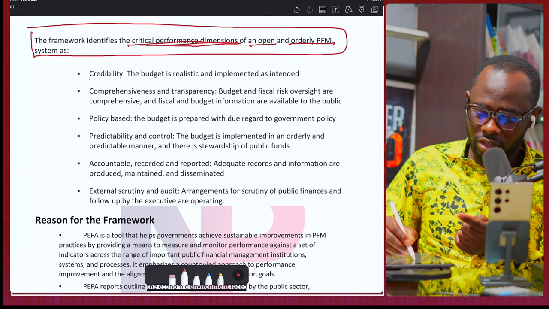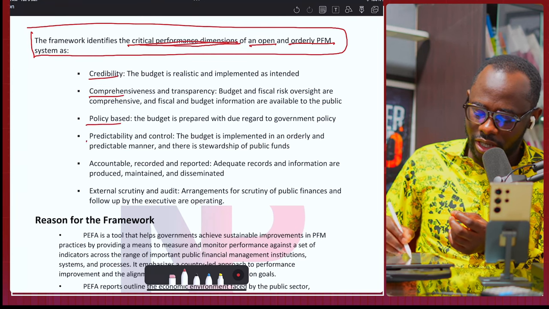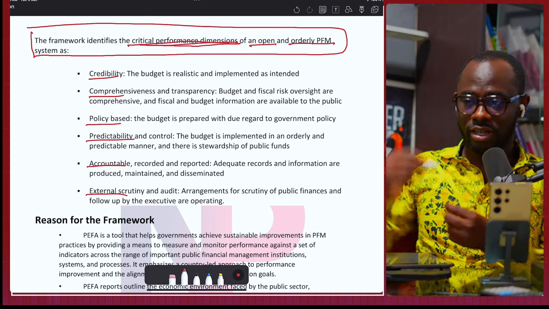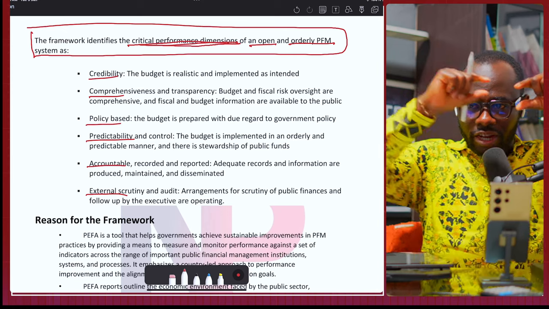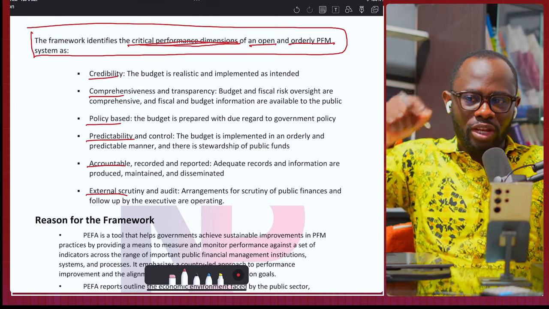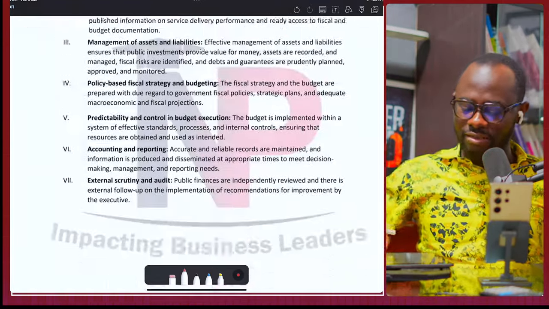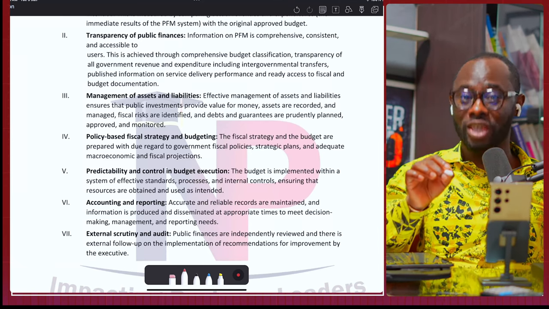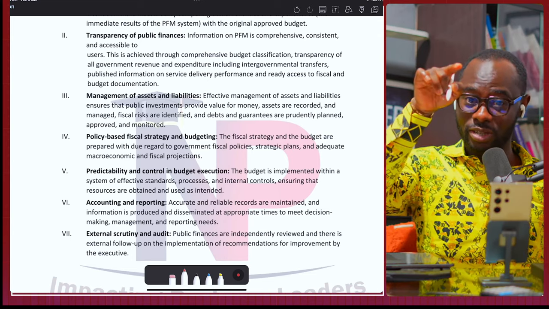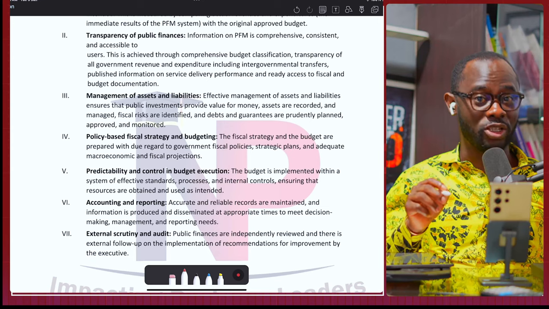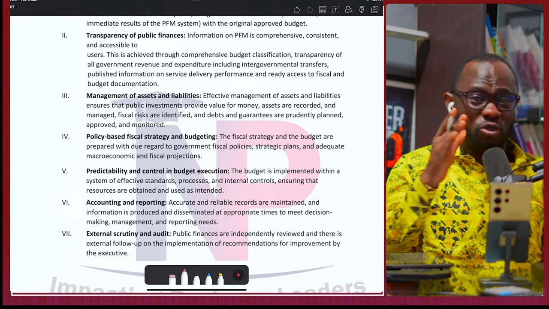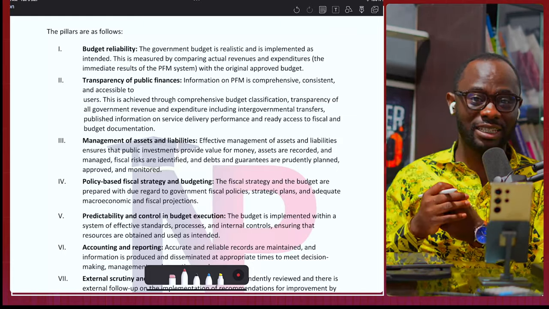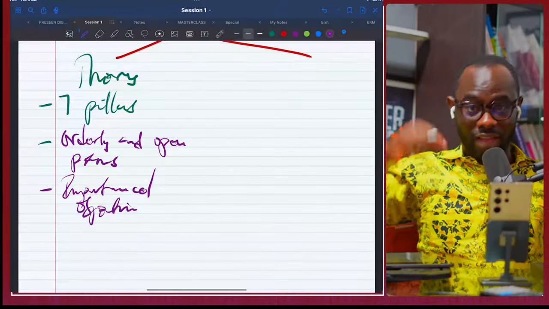Like I said, they look like the pillars, but there is a little difference between them. Here you're talking about credibility, comprehensiveness and transparency, policy base, predictability and control, accountability, recording and reporting, and then external scrutiny and audit. So pay attention to the critical performance dimensions of an open and orderly public financial management system and the 7 pillars. If the examiner asks you for the 7 pillars and you write the critical dimensions, that's digression. And if the examiner asks you for the critical performance dimensions and you talk about the 7 pillars, that's also a half digression, because in principle they have some relationship, with just a minor distinction between them. So please make sure you pay attention to that as you read.